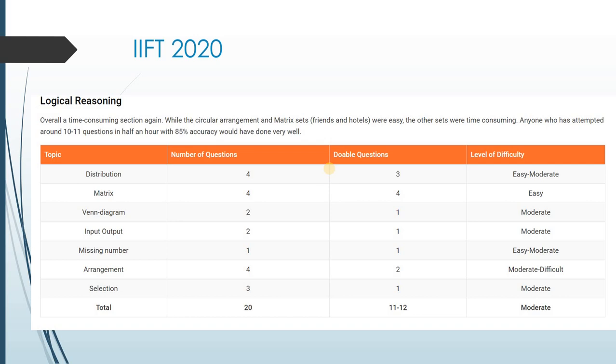So I'm going to tell you exactly how the paper was last year, so you can get an idea of the doable questions and the level of difficulty. For LR, anyone who attempted around 10-11 questions in half an hour had done well. Particularly, sets based on arrangement and matrix were seen, friends and hotels. So you can expect the same, a matrix question will definitely come. There will be an arrangement set for sure. There can be an input output or Venn diagram, and you can see the doable questions are these.